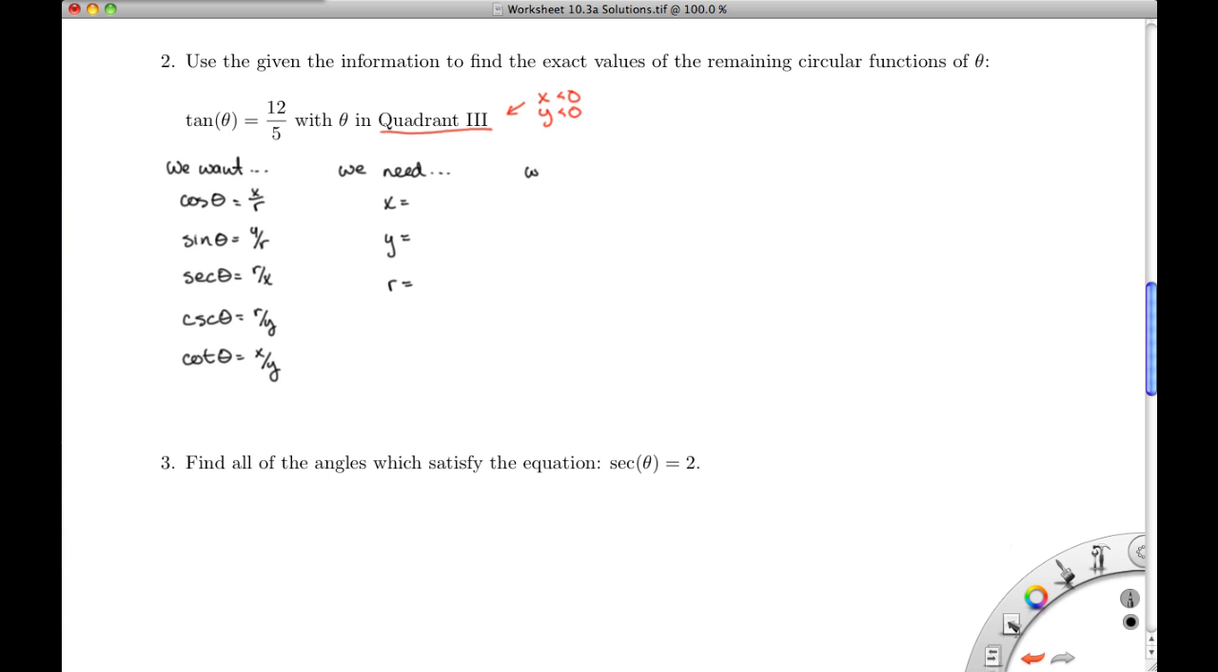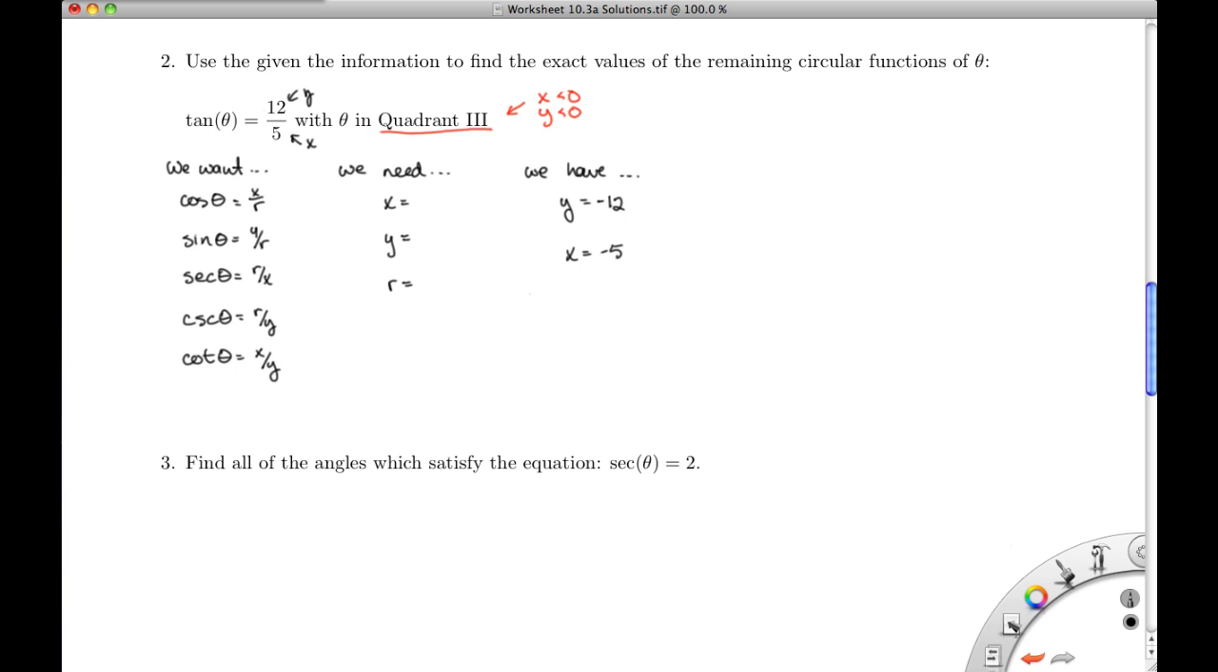And if we had these three, then we'd be in really good shape. So what do we have? Well, we have this information about the tangent. Now, the tangent we know is the ratio between y and x. So we could say, well, y is 12 and x is equal to 5. But this is not quite true, because we're in the third quadrant, which means the x and the y both have to be negative. And it's not something we'd normally see if we just looked at the tangent as positive 12/5, that both of those could have been negative and are in fact negative because we're in the third quadrant. So really what we need now is just a way to find r.